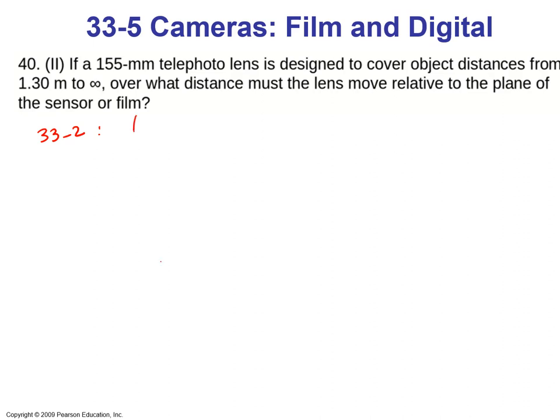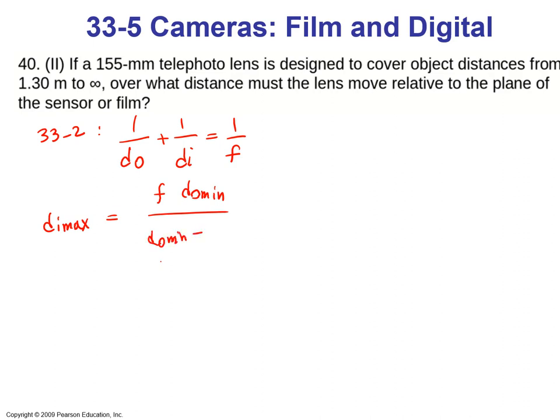So, the lens equation is 1 over dO plus 1 over dI is equal to 1 over F. For dI max, we have F times dO min divided by dO min minus F, and dI min is equal to F times dO max divided by dO max minus F. Let's plug in the values for dI max.